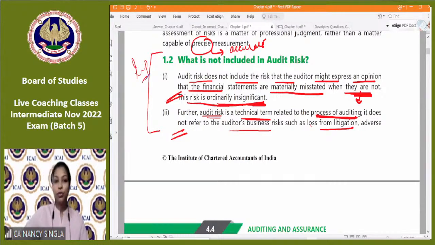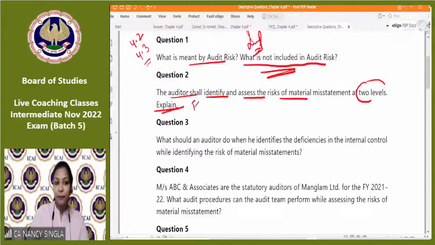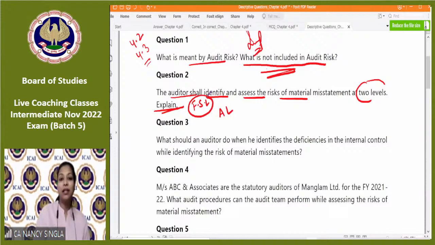I can't see whose query it was, but I hope it is clear now. So, a descriptive question: what are the two levels? Financial statement level and assertion level. So what is to be mentioned in the financial statement level? Whether it has an effect on the financial statement as a whole and many assertions.